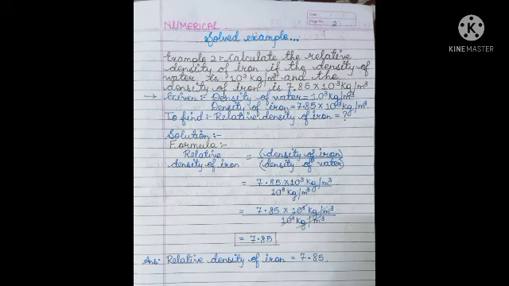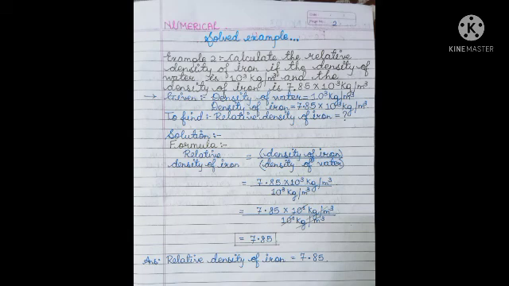Now, what to find? Relative density of iron is equal to question mark. Solution. In solution, our first step, we have to write the formula. Relative density is equal to density of substance divided by density of water. So, as our substance given is iron, relative density of iron is equal to density of iron divided by density of water. Now, substitute the values. Density of iron, 7.85 multiplied by 10 raised to 3 kg per meter cube, divided by density of water, which is given as 10 raised to 3 kg per meter cube.